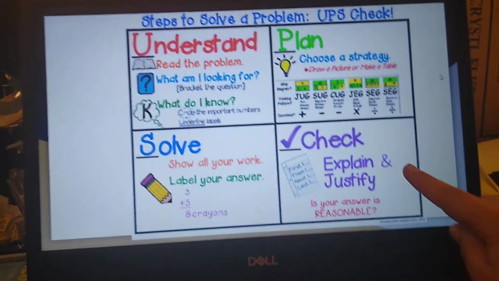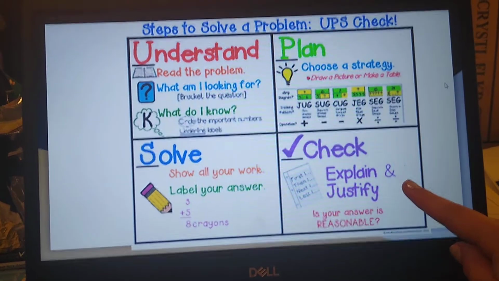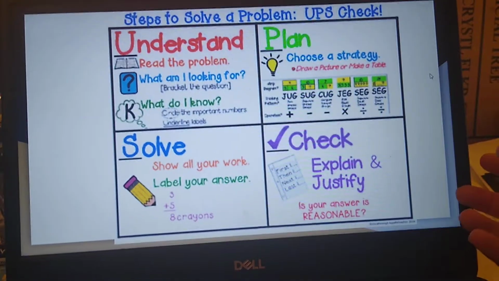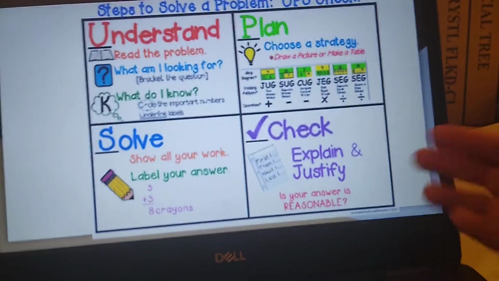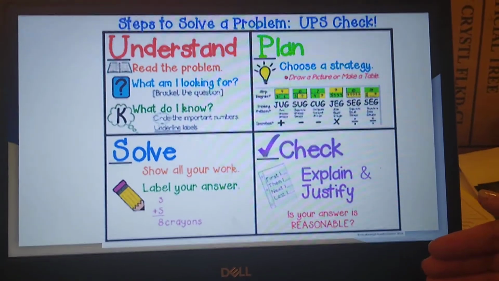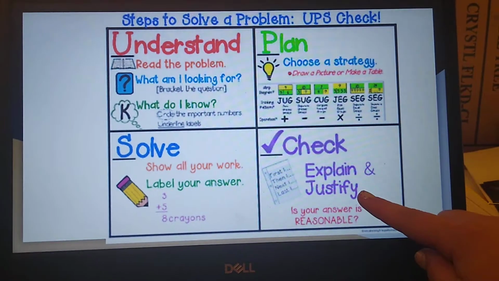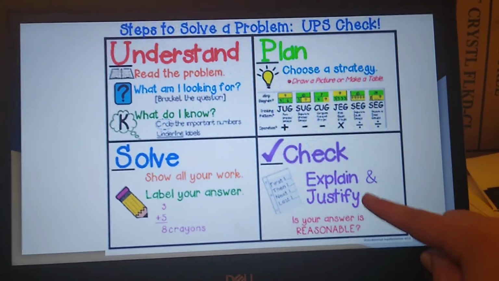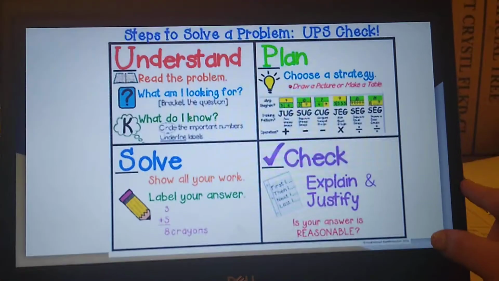The explain portion of double checking is where you explain how you got that answer. Being able to tell someone, these are the steps that I used. This is what I found in the problem that justified or was the text evidence for that problem.